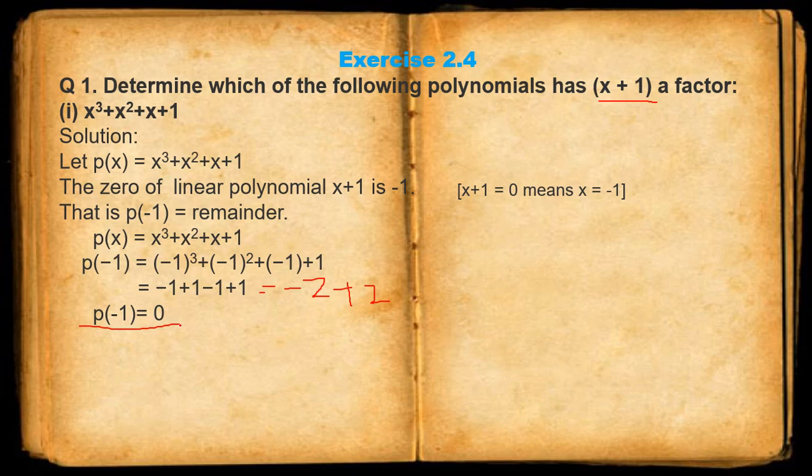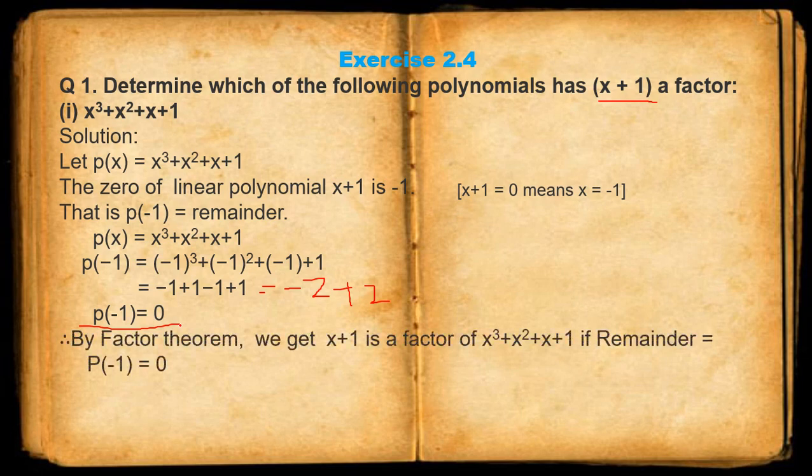Okay. So what does the factor theorem say? The factor theorem says if any polynomial is divided by a linear polynomial and the remainder is equal to 0, then we can say that the linear polynomial is a factor. Same here, we are getting the remainder p of minus 1 is equal to 0, so for this polynomial we can say x plus 1 is a factor of the given polynomial. So in this way we have to find out how many of the given polynomials have x plus 1 as a factor.